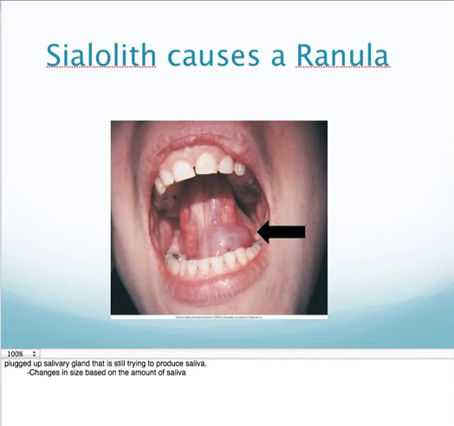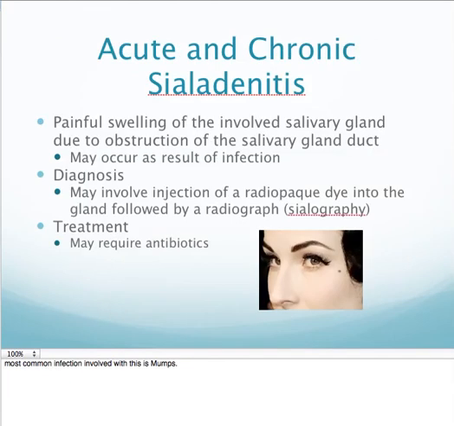So what can a sialolith turn into? A sialolith can turn into a ranula, which is a plugged up salivary gland that's trying to produce saliva, and it changes increasingly in size based on the amount of saliva you have. So you can see on the lower mouth, the floor of the mouth there, it's all bulgy like a frog, and it's a ranula, which can occur from a sialolith or from trauma.